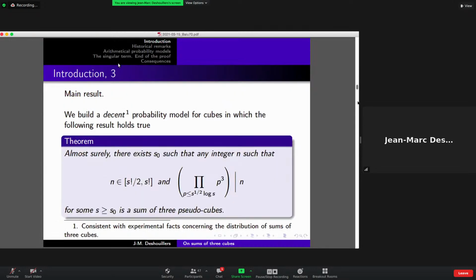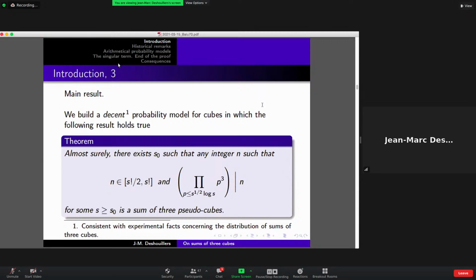So, okay. Now, what we want to do, we are not going to prove anything. It's not because we don't know anything about the density of sums of three cubes that it's not possible to prove that 55 factorial is a sum of three cubes, because it has a very large cubic part, so it may be possible. In any case, we don't prove anything like that, but what we do is to get a probability model, like Cramér for primes. So we try to build a decent probability model for cubes. By decent, I mean that it is consistent with experimental facts concerning the distribution of sums of three cubes. We'll explain what it is.